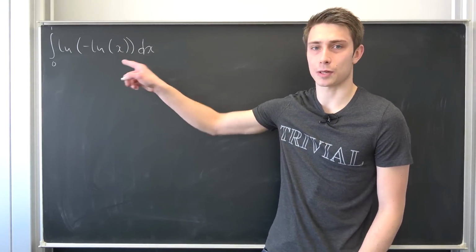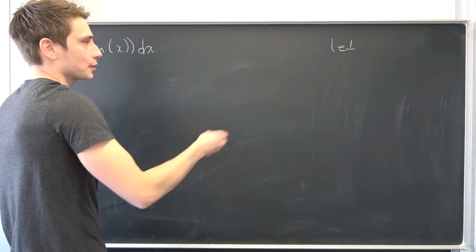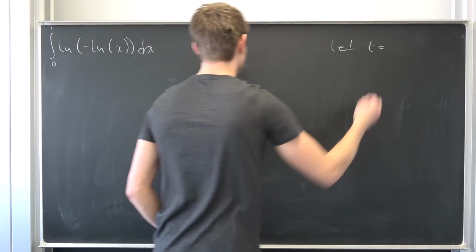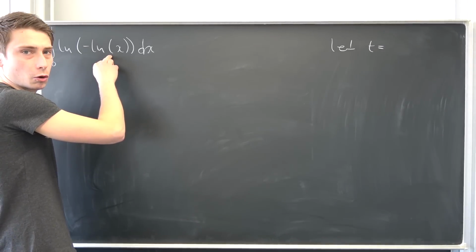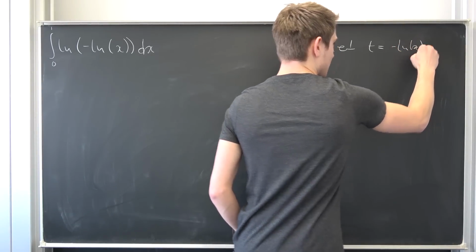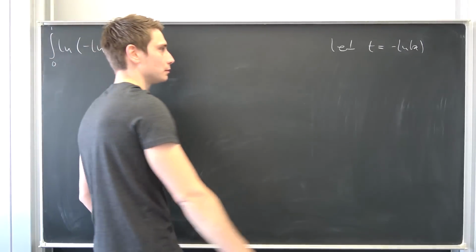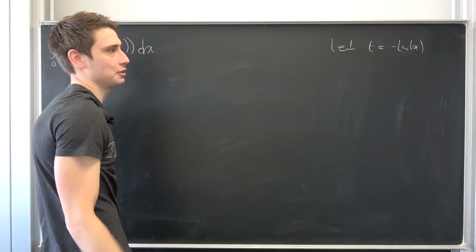At first, like I said, I would like to introduce a little substitution. Let, for example, t be equal to, well, natural log of x, but with a negative sign. So negative natural log of x. So that comes in quite naturally. We want to get rid of this weird negative sign, this weird argument in the natural log.